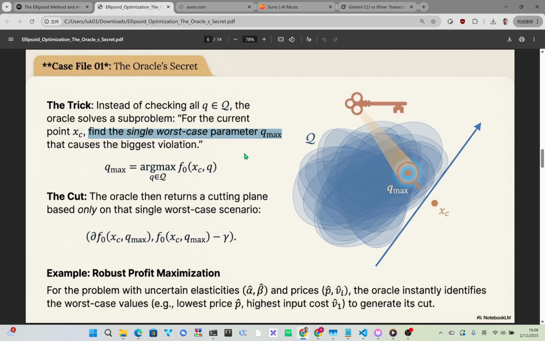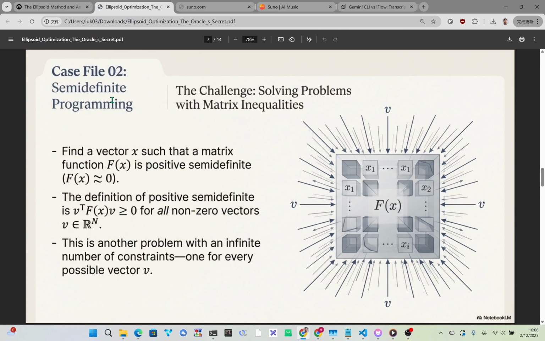Precisely. Let's move to case file two. Semi-definite programming, or SDP. This stuff is vital in control theory, structural engineering. So the challenge in SDP is finding a vector x that makes a matrix function F(x) positive semi-definite. For the listener, what does that actually mean for a matrix? It means that if you take any non-zero vector v, and you do the calculation v^T F(x) v, the result has to be greater than or equal to 0. And that has to be true for all possible vectors, every single one. And since there are infinitely many possible vectors, we are right back in infinite constraint territory. So what's the oracle's trick here?